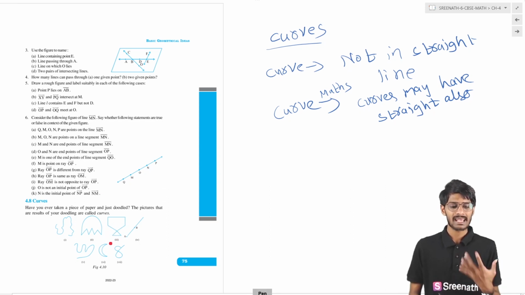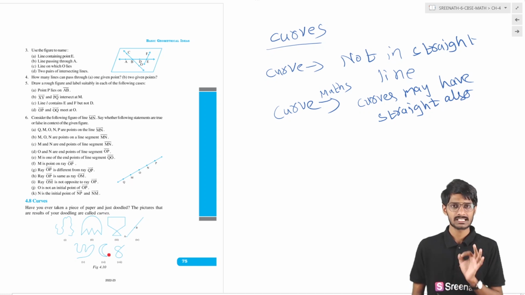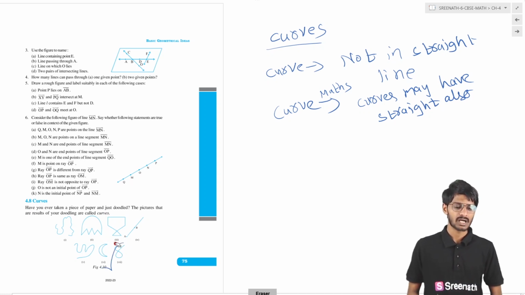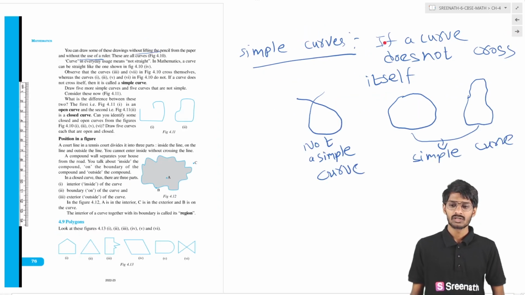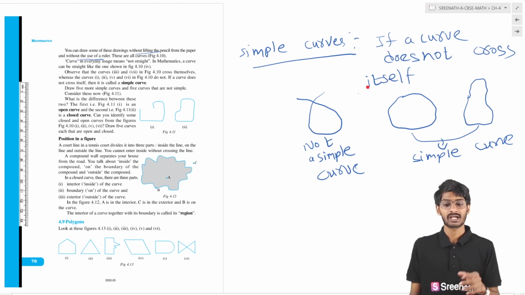So what is another one in this diagram which is not a simple curve? Obviously this is not a simple curve. Why? Because it is crossing here, it is crossing here. If a curve does not cross itself, then we call it a simple curve. If a curve crosses itself, it is not a simple curve, students.